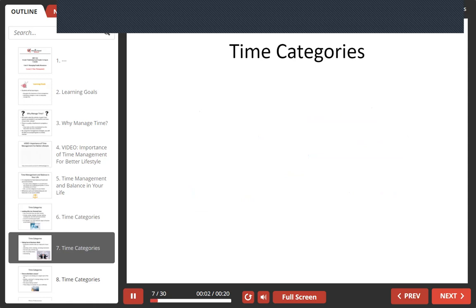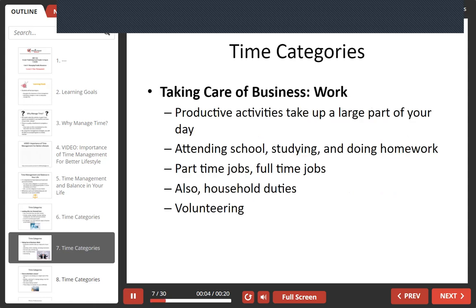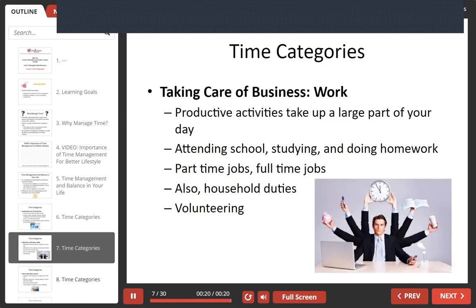Another category of time is to take care of business, which is essentially work. Productive activities take up a large part of your day. This can include attending school, studying, doing homework, part-time jobs, full-time jobs, household duties, volunteering, you name it.